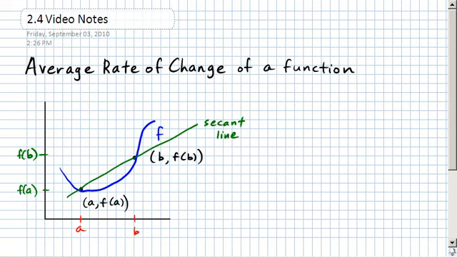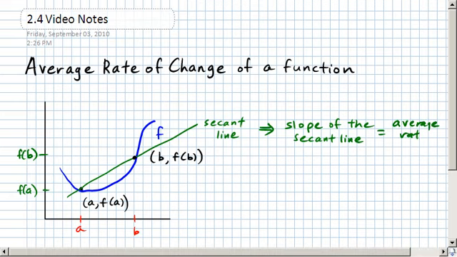Alright, if I plot the secant line and I look at the slope of that secant line, that's going to be the average rate of change over the interval from a to b. So again, it's worth repeating. The slope of the secant line is the average rate of change over that interval.